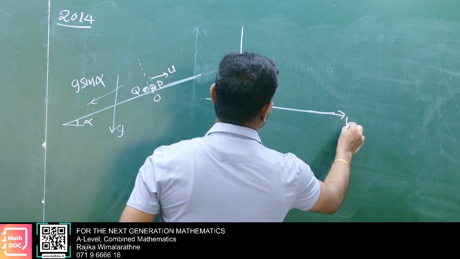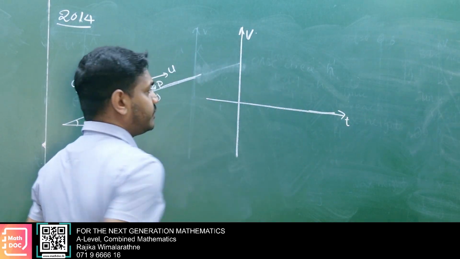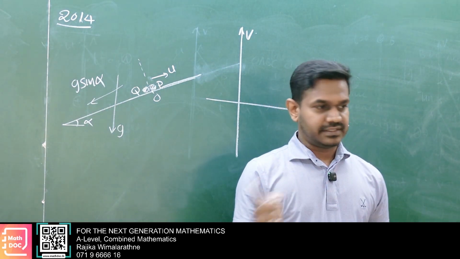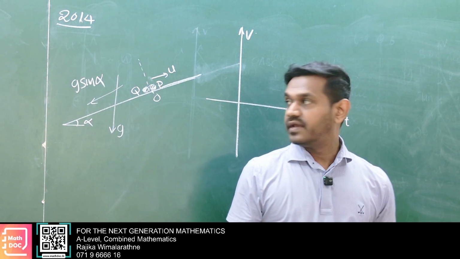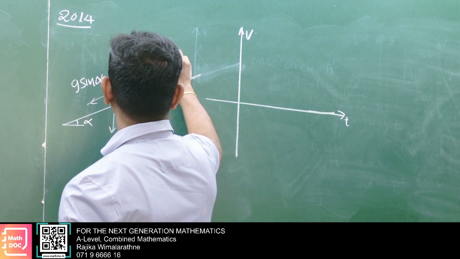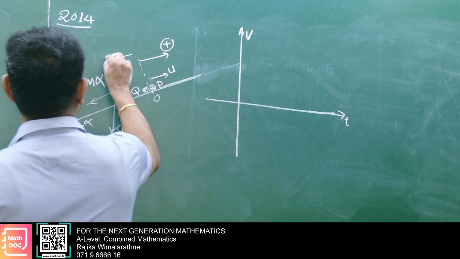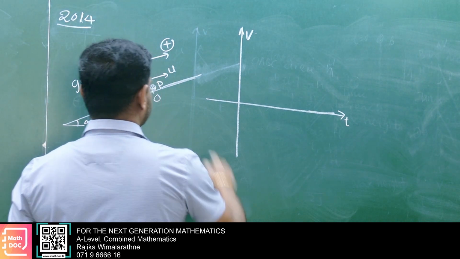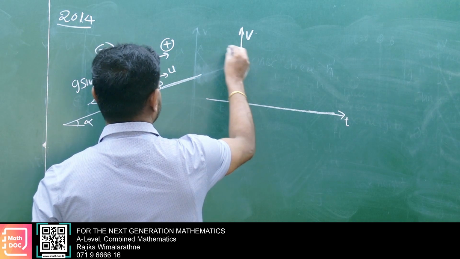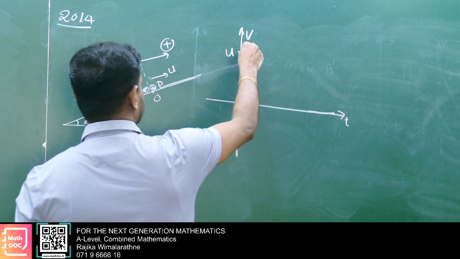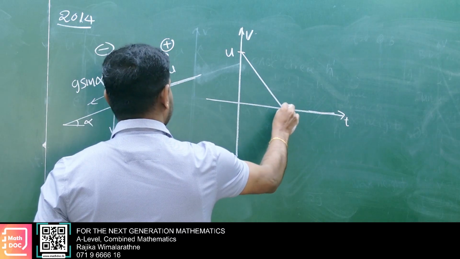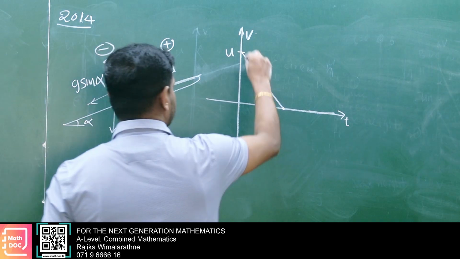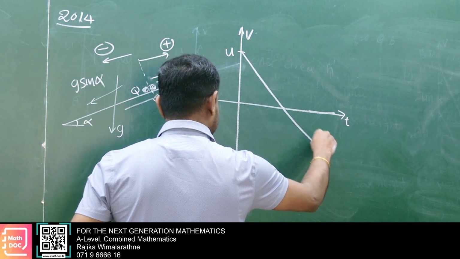Now, when we have two objects, we definitely have to think about positive and negative directions. I'll take upward as positive and downward as negative. Then the initial velocity of particle P is positive u. Then it goes to its maximum height and comes back, then the return motion goes down like this.